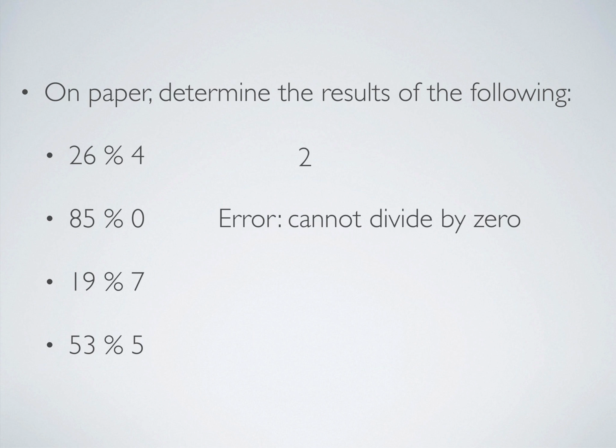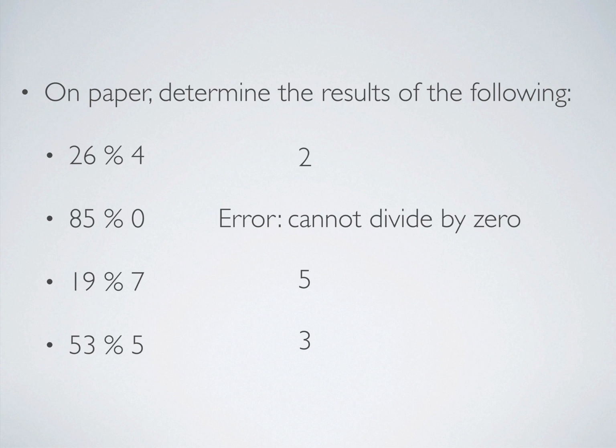Alright, so these are the results of those mod problems here. The one that I am going to point out is 85 mod 0. To find the modulus, you have to do that long division, which means you would essentially be dividing by 0. So this second one was sort of a trick question. You can't divide by 0. If you try to do 85 mod 0, you're going to get an error message.